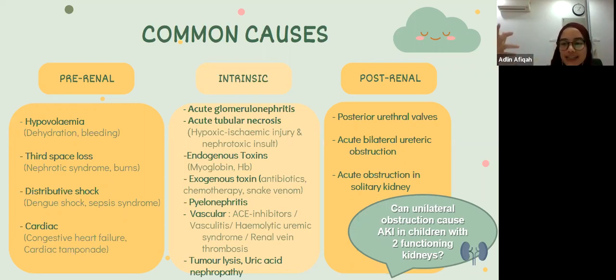The AKI in children with 2 functioning kidneys usually should have bilateral obstruction to cause AKI. So unilateral tak boleh. Thank you, Ifa.